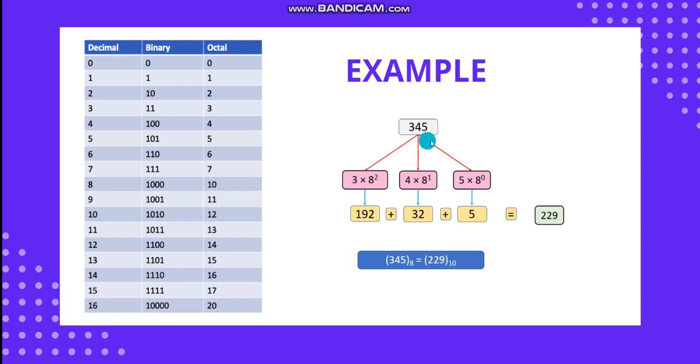So the last digit 5 is at index 0, so we multiply it by 8 to the power 0, then 8 to the power 1, and then 8 to the power 2, and by adding these products we get our decimal number, which has base 10. So this is the process of how you convert an octal number to a decimal number. Let's move to the coding portion.